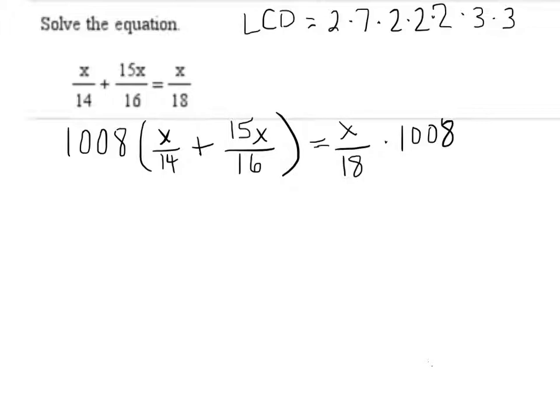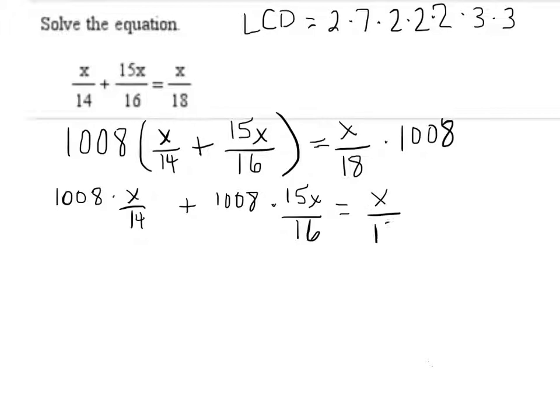So I rewrote everything so that I moved it around so you can see a little better. I went ahead and put my LCD back up here because that's going to help me out a little bit to have all this multiplied out. And I'll explain that as we go here. So I'm going to distribute my 1008 times the x over 14, and I'm going to multiply it by the 15x over 16. After all these fractions are gone, this will look much better and be a lot easier to solve.